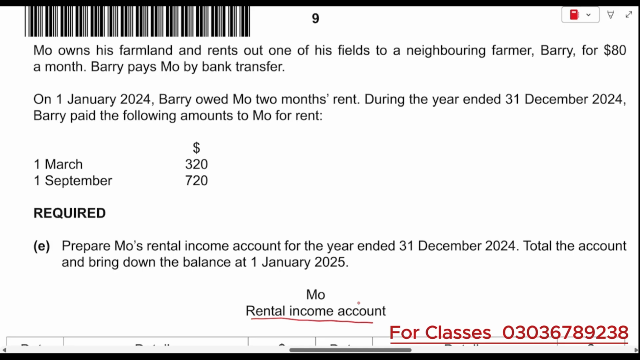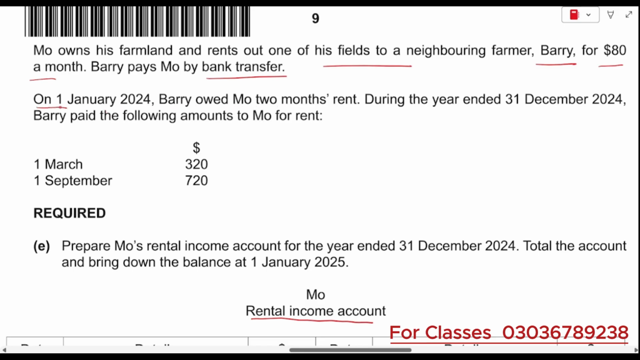Rental income account. Okay, first we see the details of the question. Mo owns his farmland and rents out one of his fields to a neighboring farmer, Barry, for $80 a month. Barry pays Mo by bank transfer. On 1 January 2024, Barry owed Mo 2 months rent.